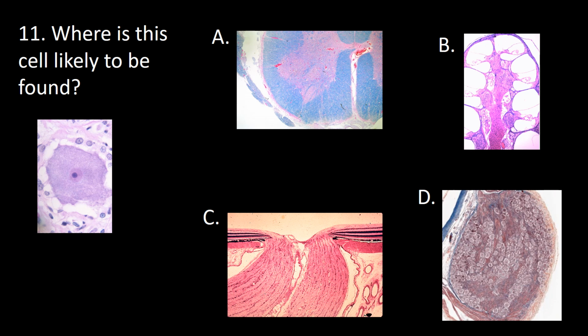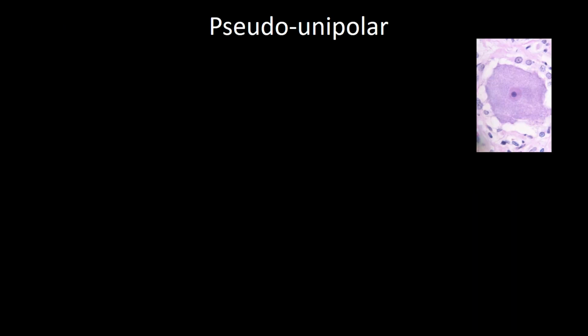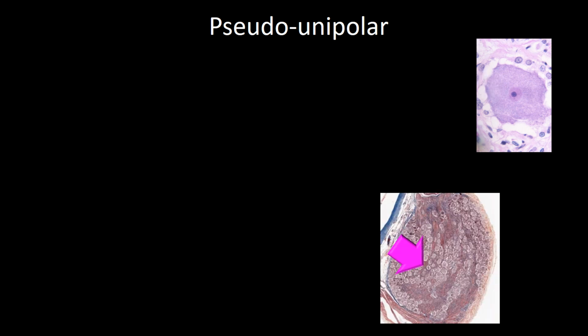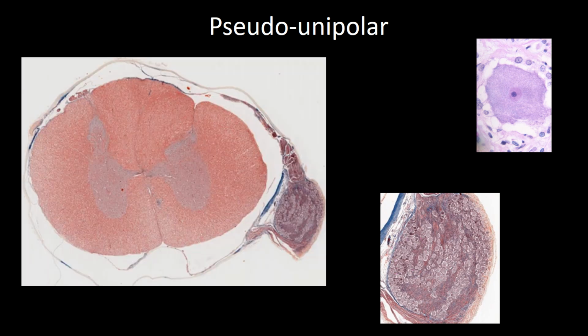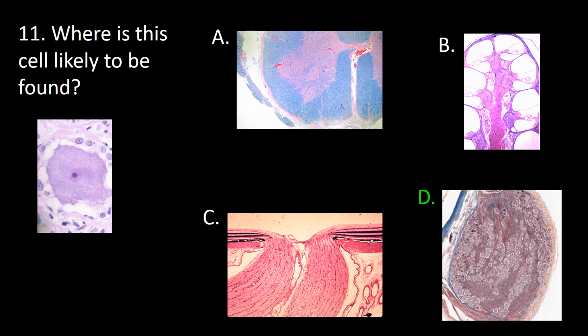Next question. Where is this cell likely to be found? Please take a look at these images and select the correct one. Despite its appearance, this cell is a pseudo-unipolar neuron. Notice the central position of the nucleus and nucleolus. This configuration is a very characteristic feature of pseudo-unipolar cells. In this added structure, I am pointing to a unipolar neuron. And in this now added specimen, you can appreciate that we're dealing with a dorsal root ganglion. So the answer to this question is D.